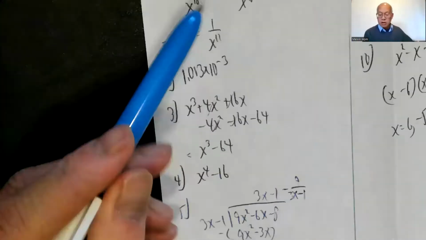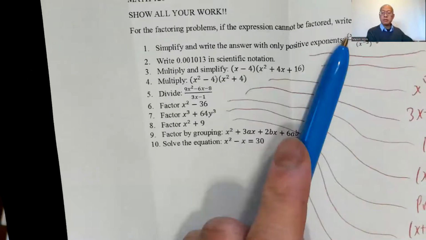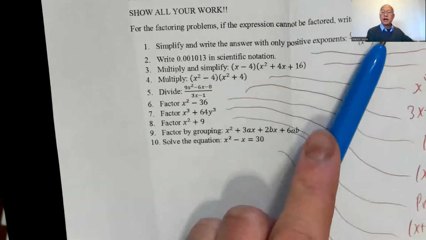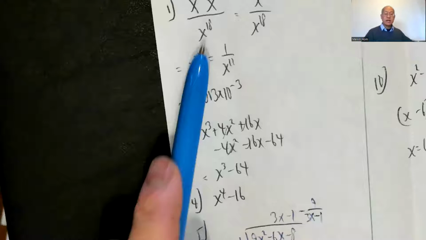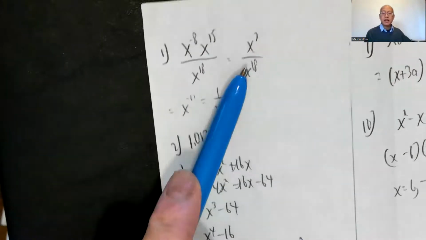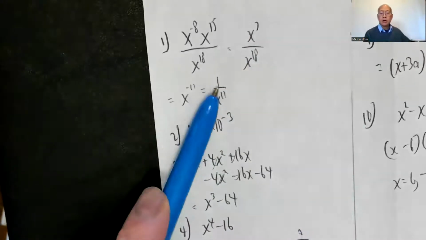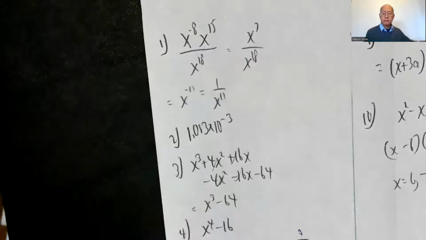And number 1, so when you have an exponent and then another exponent, you just multiply. So that's x to the negative 8, x to the 15th, and x to the 18th. Add these, x to the 7th over x to the 18th. Subtract: x to the 7 minus 18 is x to the negative 11, or 1 over x to the 11th.